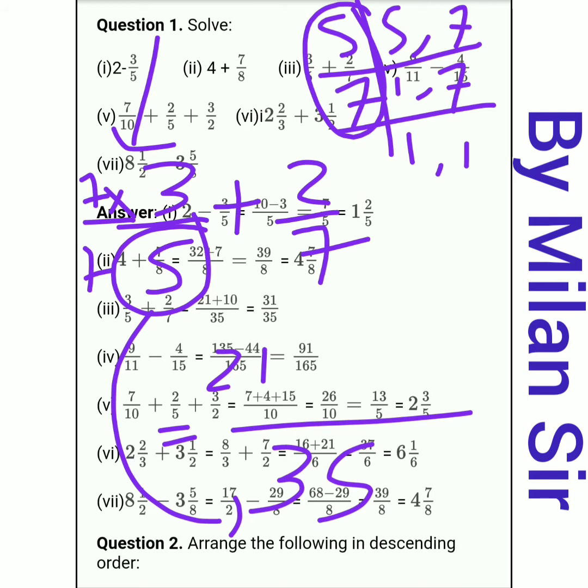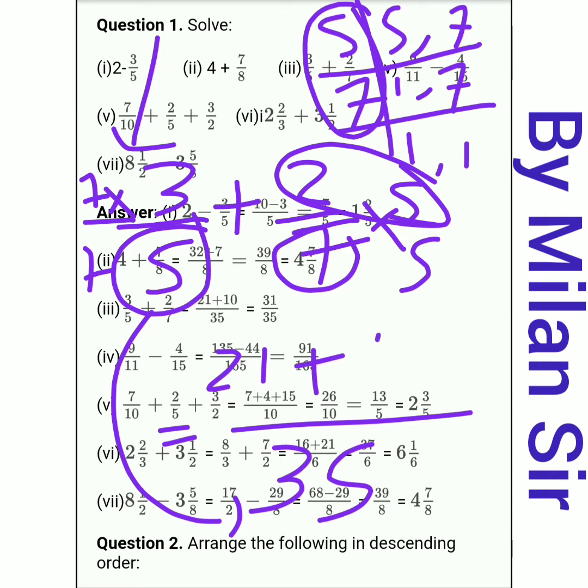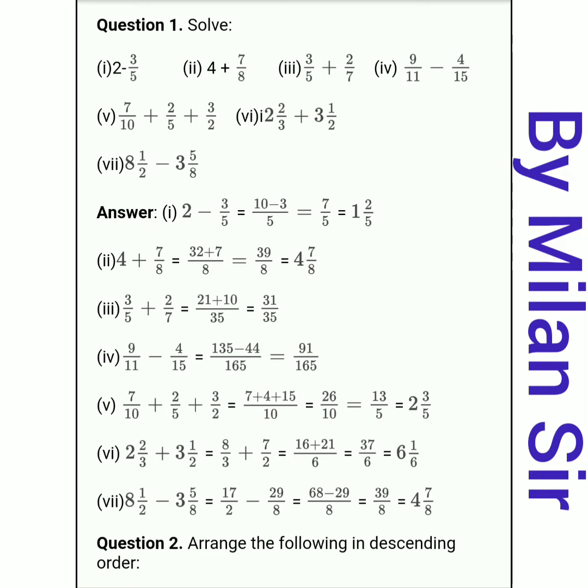Now think about our second term. Here we have 7, and we want 35. 7 fives are 35, so multiply and divide by 5. So in the numerator, 5 twos are 10, and the denominator becomes 35, that means our LCM. Now in the numerator, 21 plus 10 is 31. So our answer is 31 upon 35.